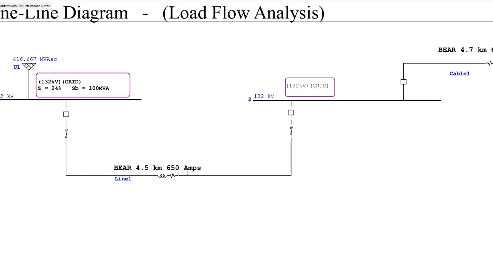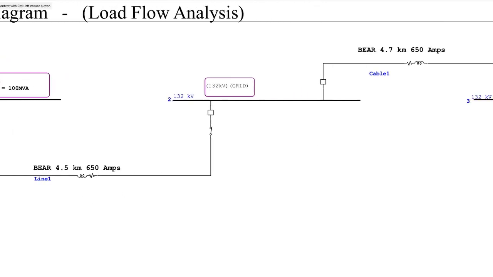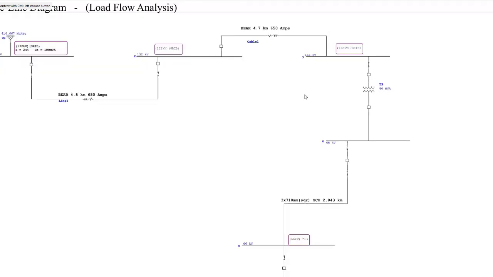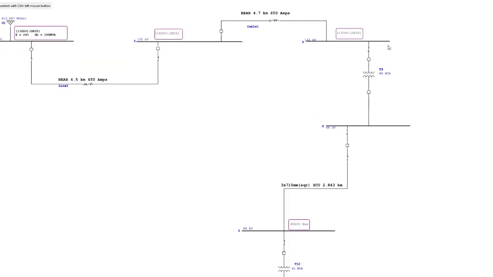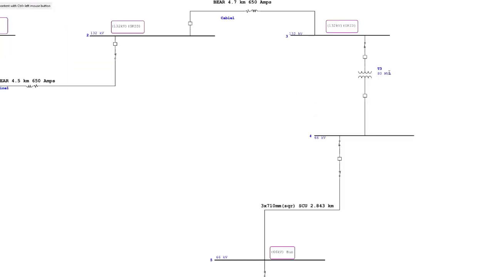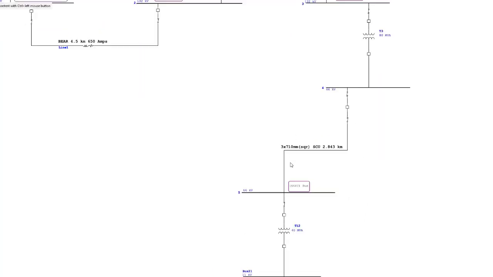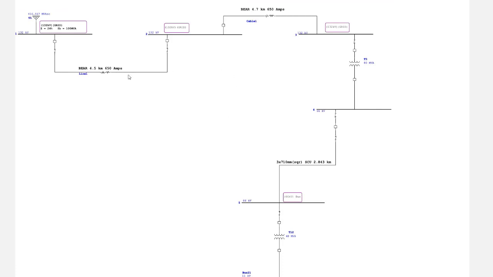And there is a 4.5 kilometer line running with a Bear cable of 650. And we have the same there, a bus bar. Then there is an 80 MVA transformer. And we have another line here, and the 5th bus bar. So it's a 5 bus bar system.